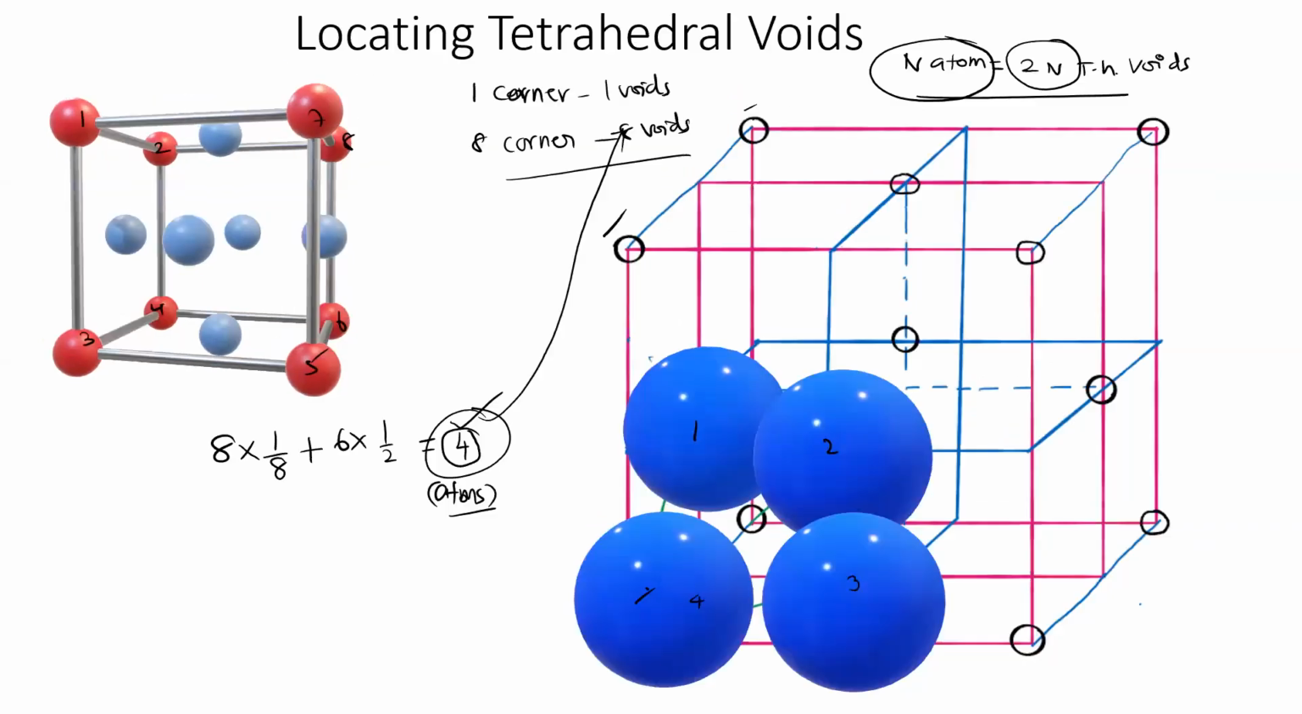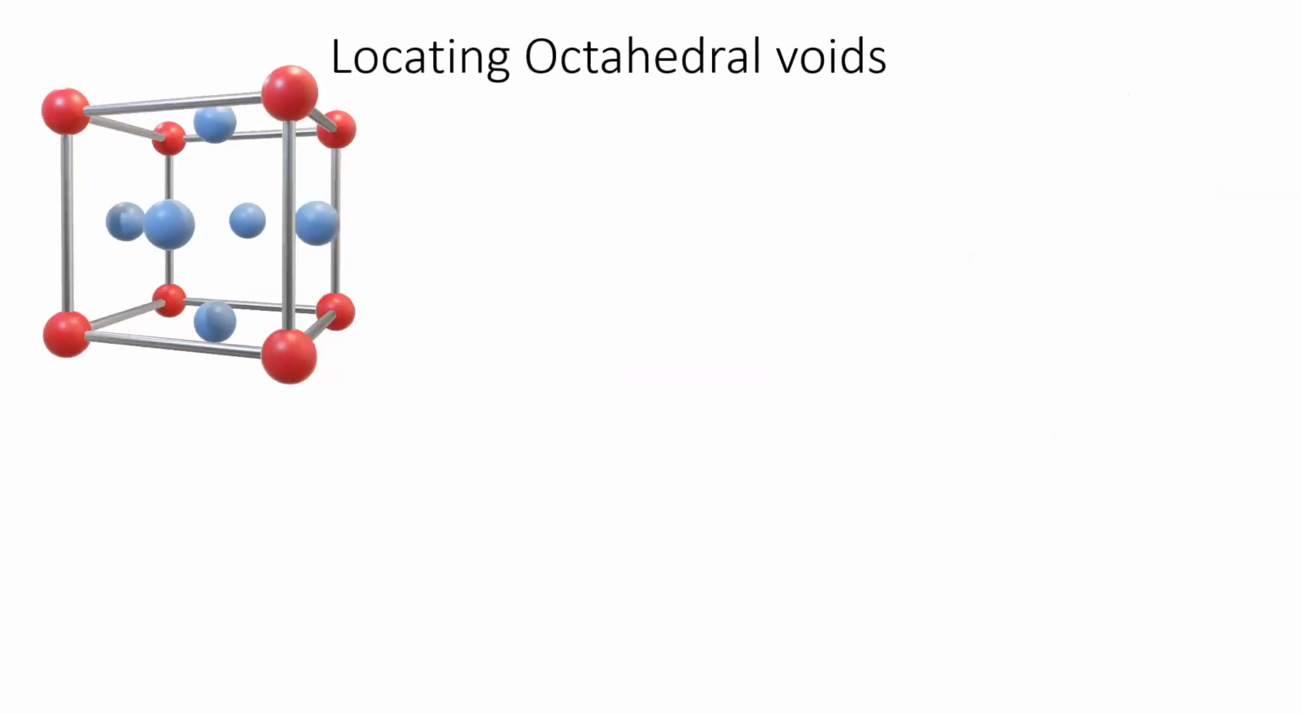Sir, to find the number of atoms, why are we not taking that ECC? Because it is a normal cube only. This is a hexagonal packing, right? Hexagonal packing means face centered. Okay, sir. Locating octahedral voids.